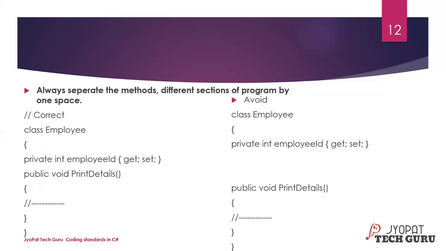Always separate the methods and different sections of the program by one space. Do not give a lot of spaces between the methods. Try to give one single space so that whenever you read your program, the indentation as well as the program will be clearly understood by all the team members.